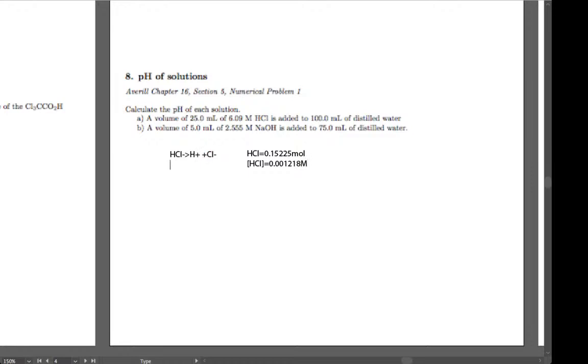Because when you have X of those, this fully dissociates into H plus and Cl minus. There we go. And so the amount would be the same as the initial, so this would be the concentration of H plus. All you need to do is calculate the pH, which equals the negative log of the answer. That would be 2.914.